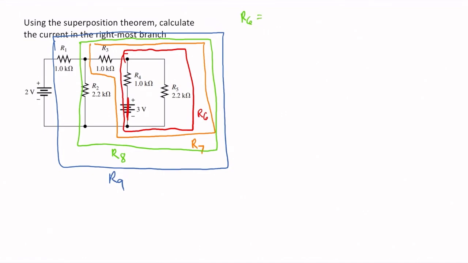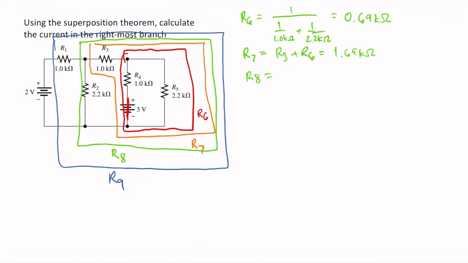R6 is equal to 1 over 1 kilo ohm plus 1 over 2.2 kilo ohm, and that is given by 0.69 kilo ohms. Next, we need to solve for R7. R7, this orange box here, is the series resistance of R3 and R6. So R3 plus R6 gives us a value of 1.69 kilo ohms.